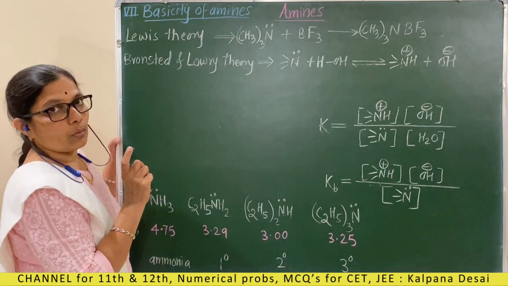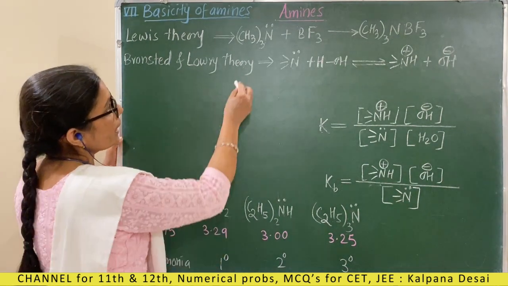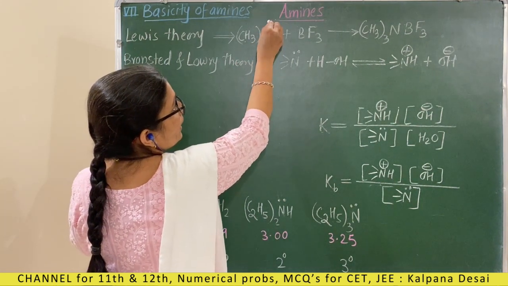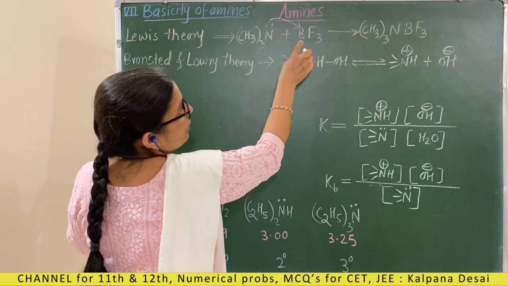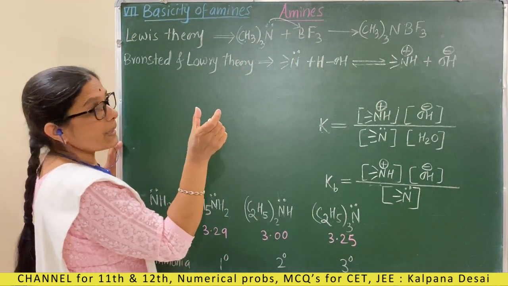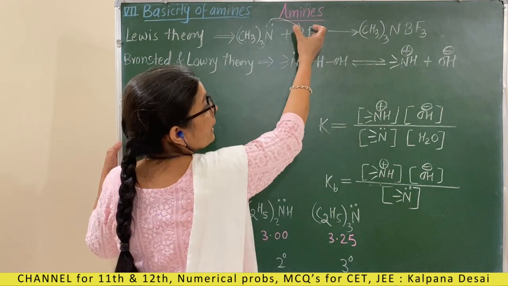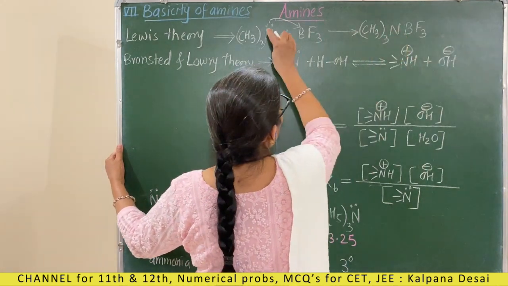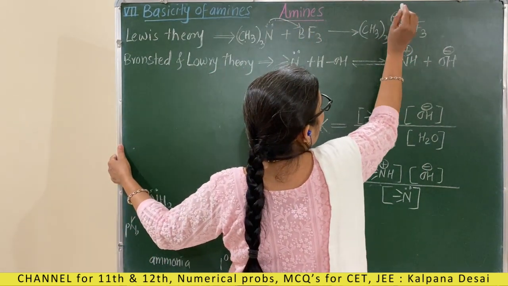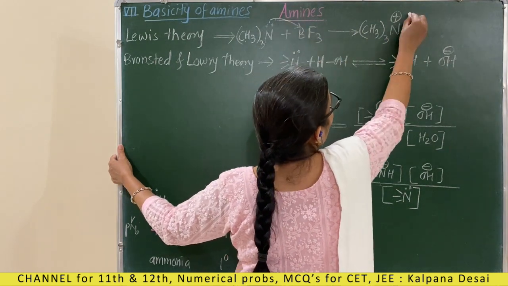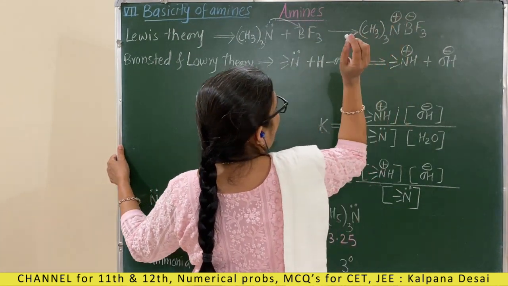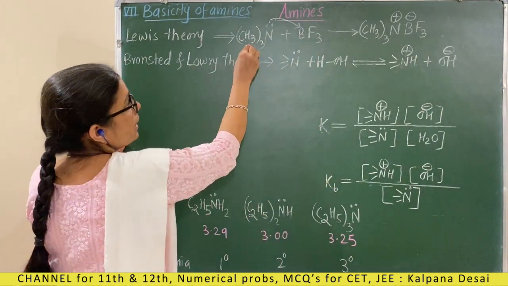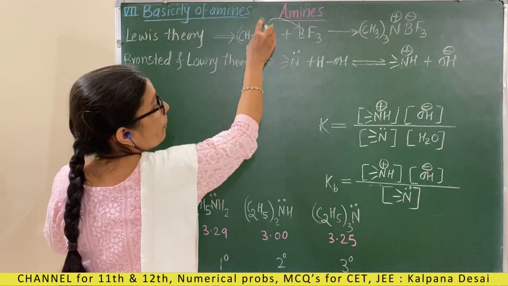Okay. Now, consider one example. Here, trimethylamine. The lone pair of electrons is donated to the electron deficient species, that is boron trifluoride. It accepts that pair of electrons. Now this nitrogen donates, therefore a positive charge is created here, while boron accepts it, therefore a negative charge here. Boron trifluoride is an electron deficient species. That is, trimethylamine acts as a base, as an electron pair donor.